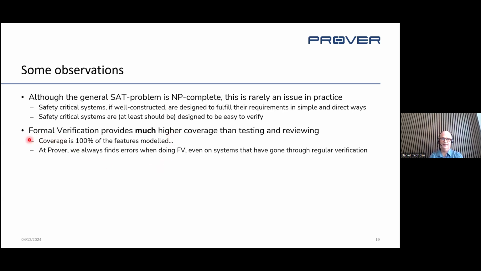And this statement I can back up with experience from all these verification projects that I've been part of. I say that whenever we do formal verification on a signaling system, we always find errors, even on systems that have gone through regular verification. There are always errors there, which very much supports this statement.